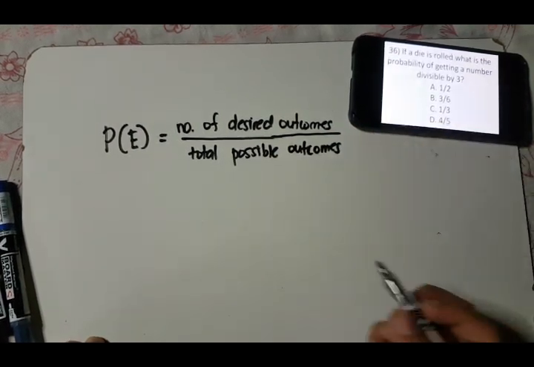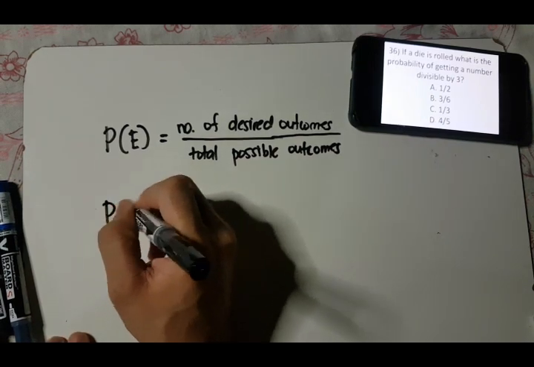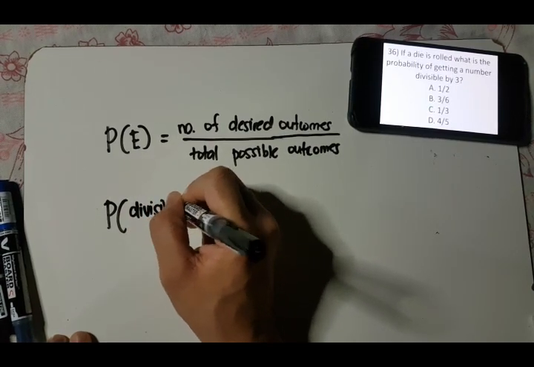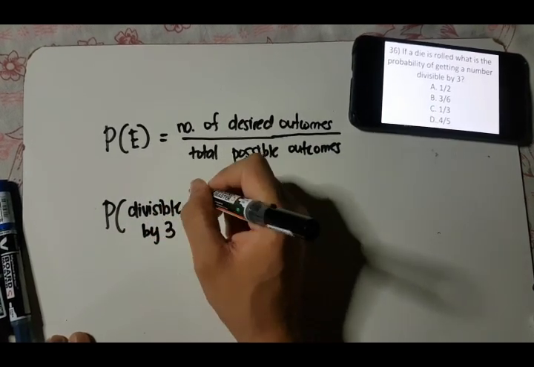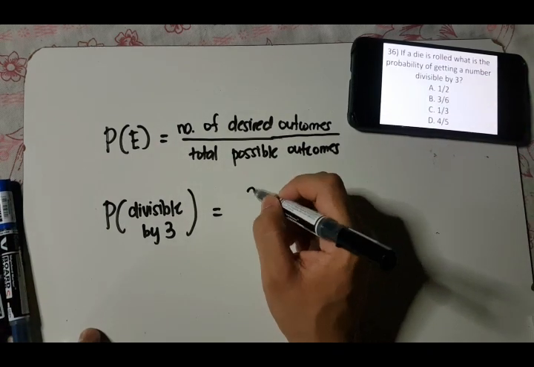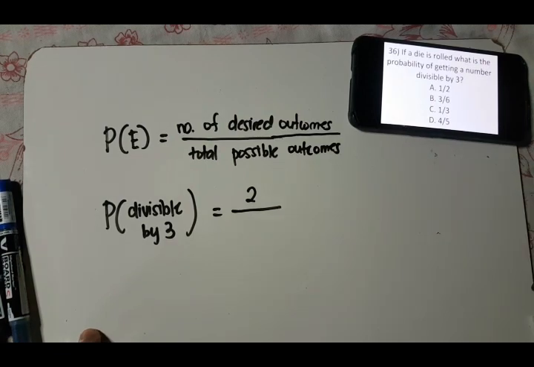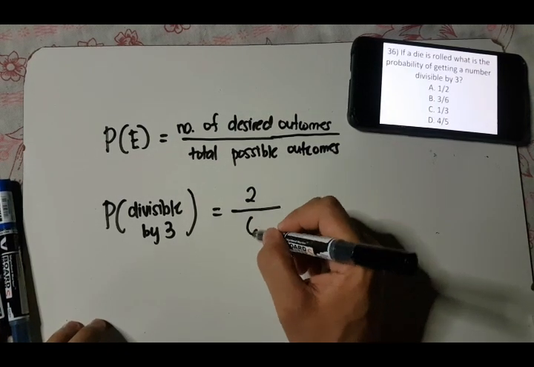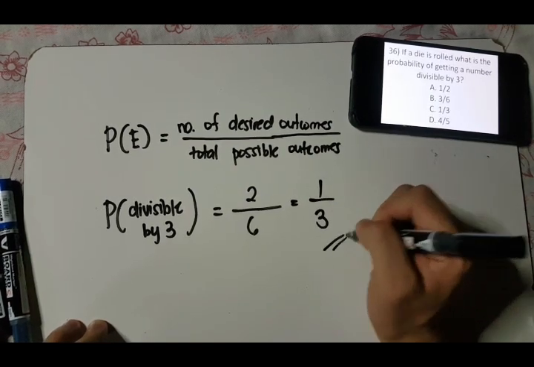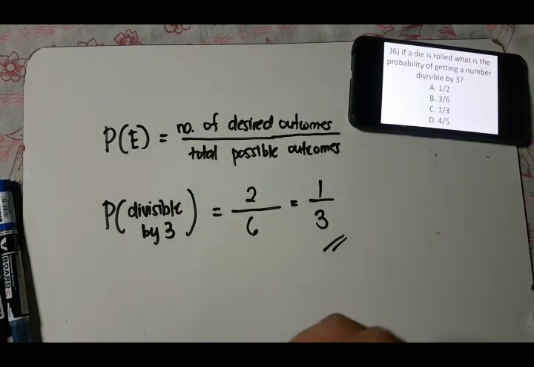So, ano ba yung desired nating outcomes? So, that is numbers divisible by 3. Ilan ba yung numbers na divisible by 3 sa die? So, that is 3 and 6. So, dalawa, 2. So, total possible outcomes of a die, that is 6. So, 2 over 6 or 1/3. So, that's the answer for this. So, medyo madali lang talaga yung mga questions sa probability sa math majorship.